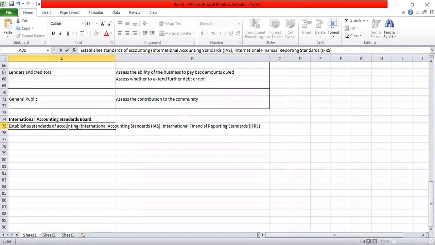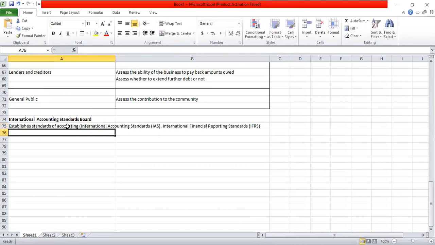For example, if you are reporting on a very big company in South Africa, which is maybe on the stock exchange, it is a requirement that they should prepare their financial statements according to IFRS, the International Financial Reporting Standards. So in that way, it becomes law. But generally, they are not law, they are guidelines that guide accountants on how to treat specific types of transactions.